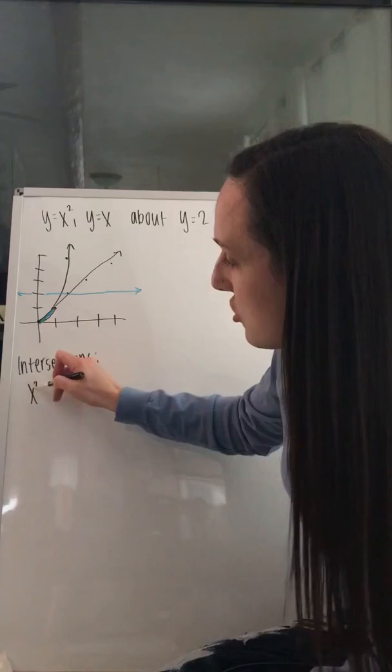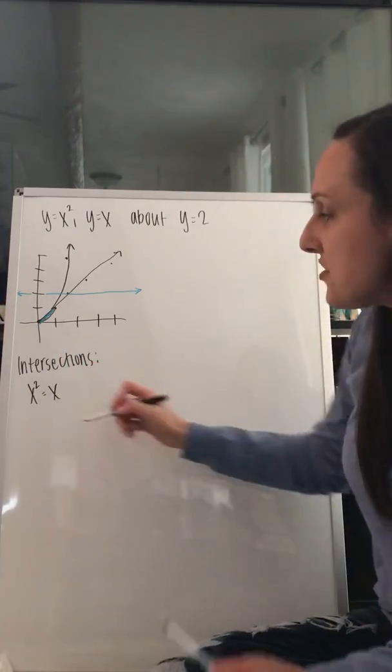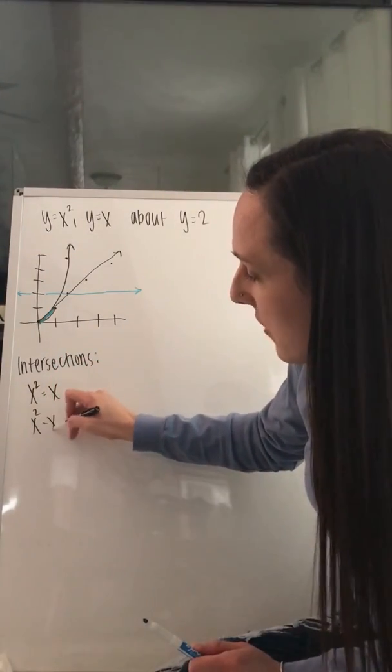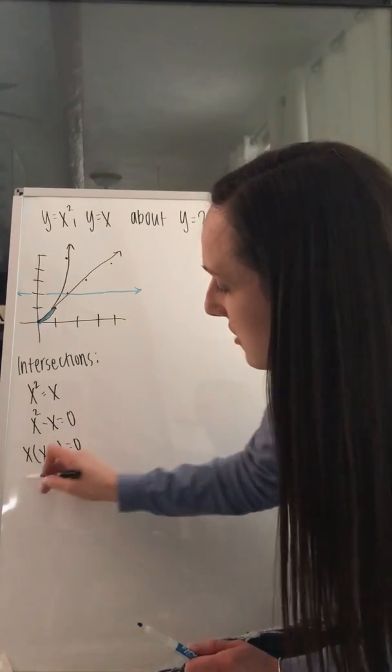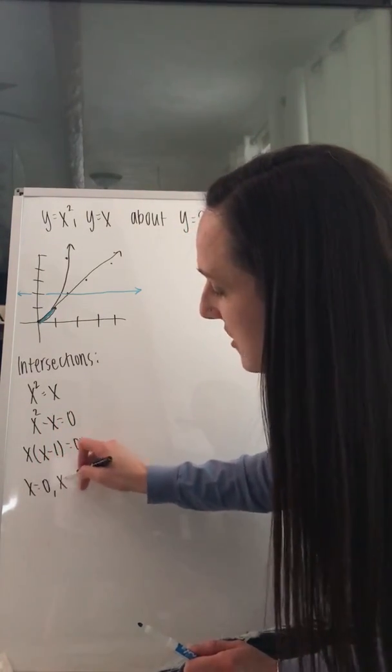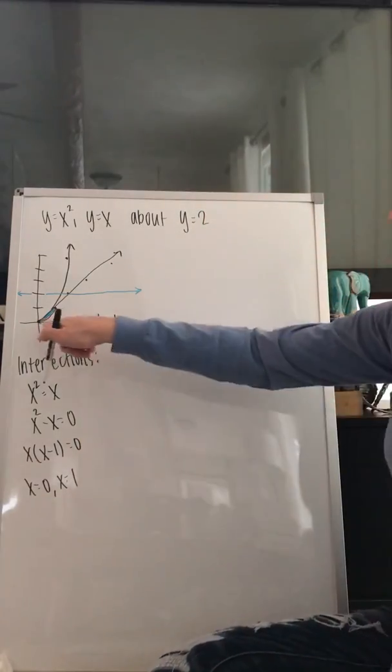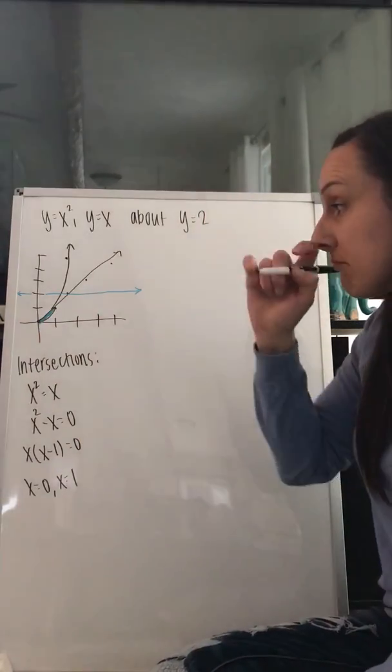So x squared should be equal to x to figure out where they're intersecting. So bring those over to one side. So x squared minus x equal to 0. I'll factor out an x. That tells me that my intersection should be at x equal to 0 and x equal to 1. Again, you should be able to confirm that up here.